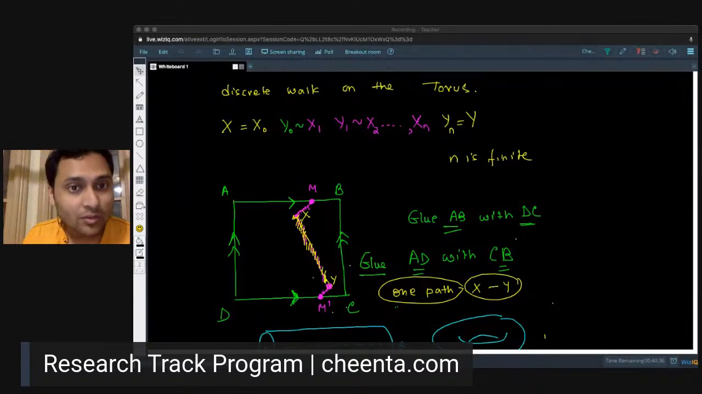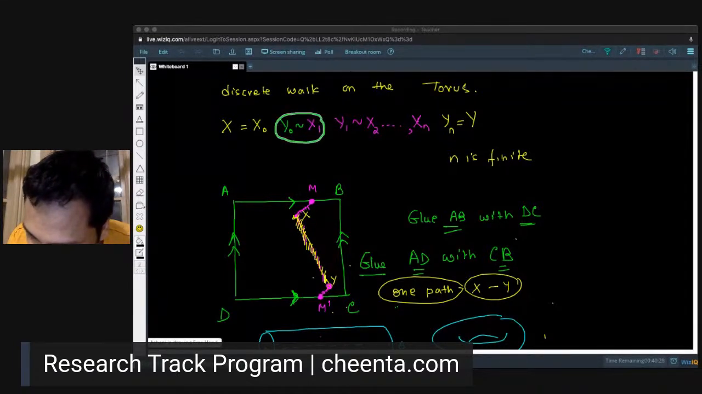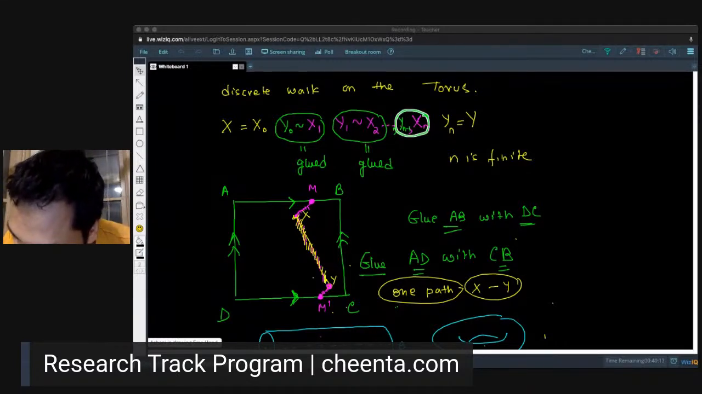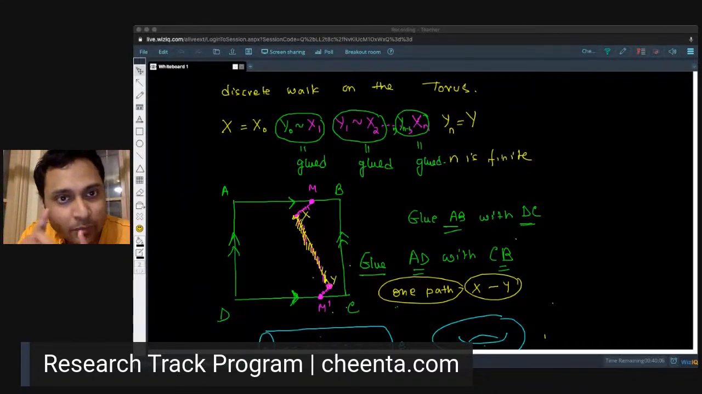Now, the way you do it is quite simple. You think about these two points, y0 and x1. These two points are glued. y1 and x2, these two points are glued. And similarly, yn minus 1 and xn, these two points will be glued. So when you take points, subsequent points will be glued. That's how you take the path. So that's how you measure the distance.